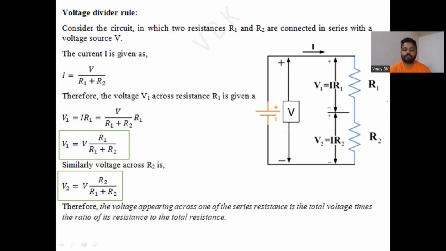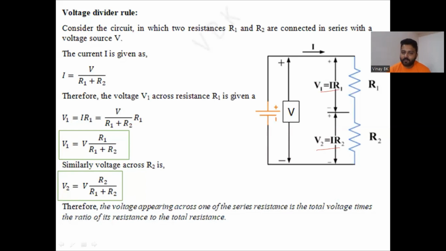Let us consider two resistors, R1 and R2, which are connected in series across a voltage. The voltage across R1 is V1, given by I into R1, and the voltage across R2 is V2, that is I into R2. So you can get the total voltage V equals V1 plus V2. Okay. So you need to find the value of V1.